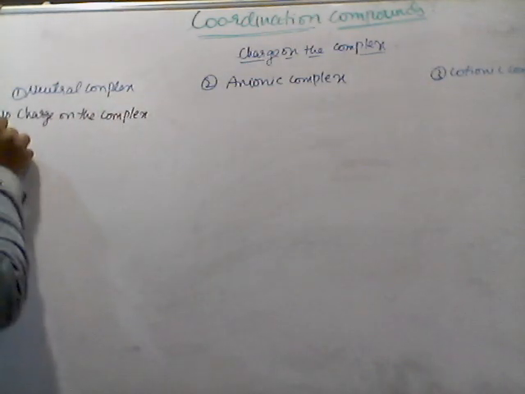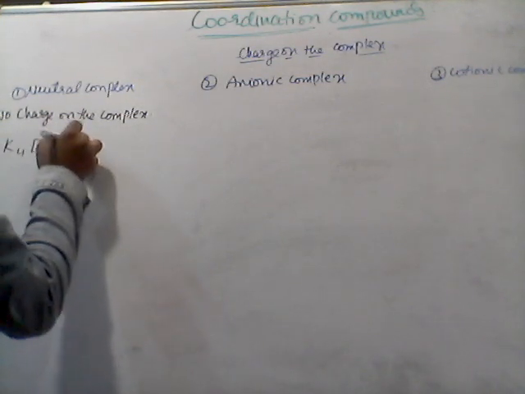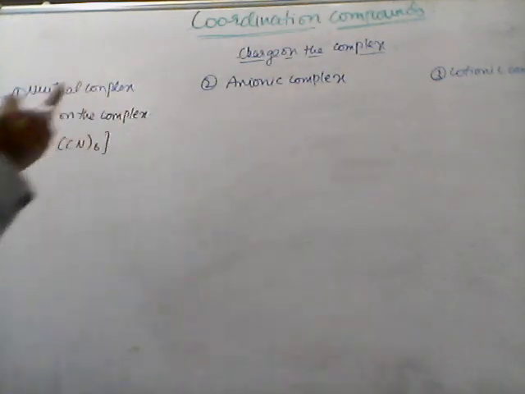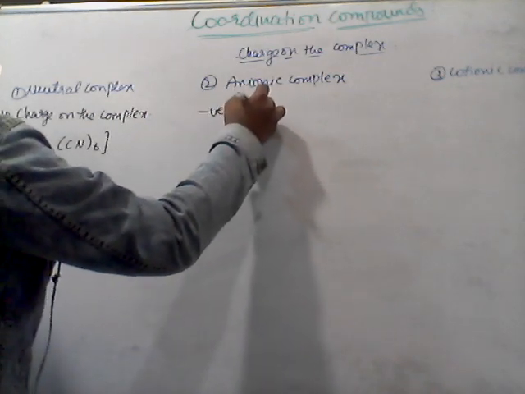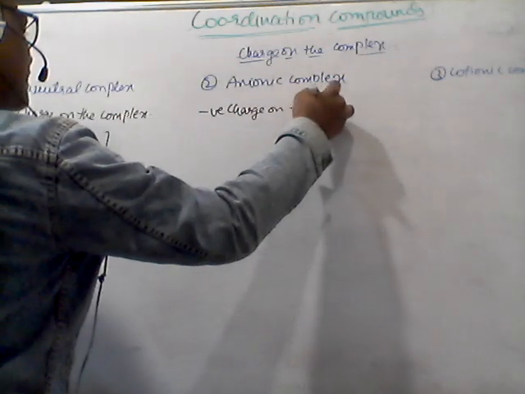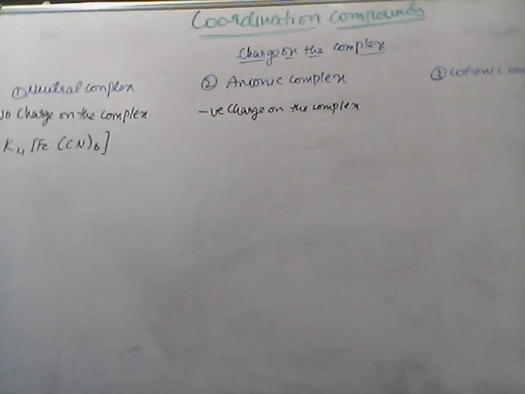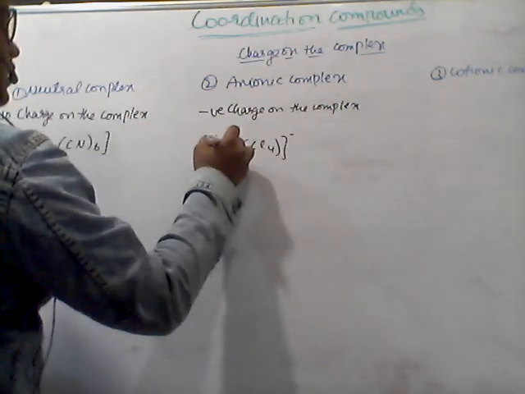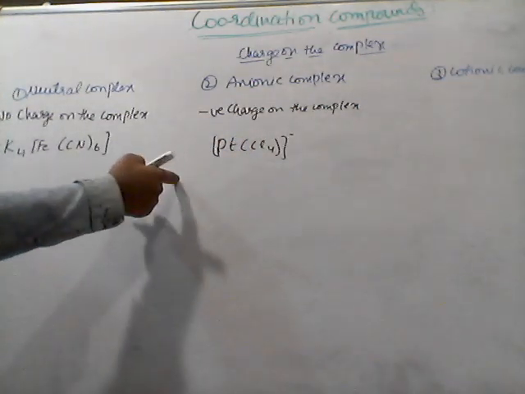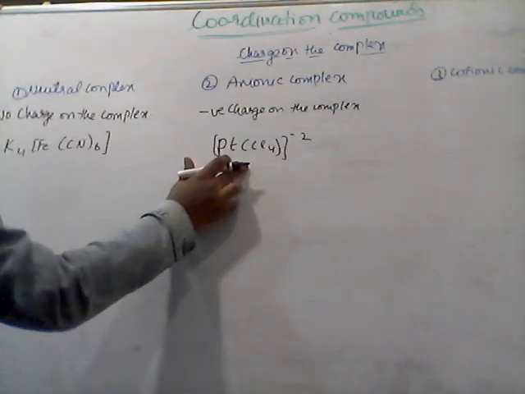Example, just now we saw K4[Fe(CN)6]. No charge is there, zero charge is there. Coming to anionic, can I say negative charge on the complex? So an anionic complex will have a negative charge. An example, can I say this one? Look, PtCl4 is having a negative charge. So can I say this is a negative complex?